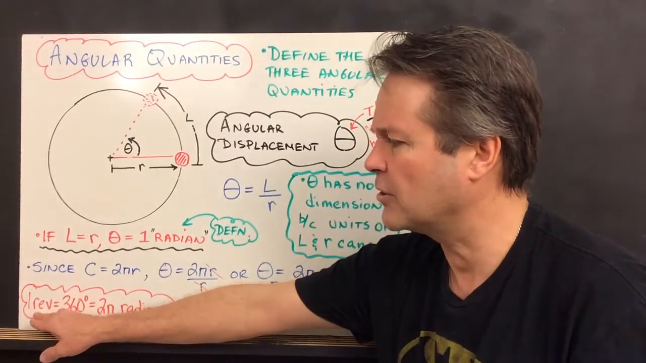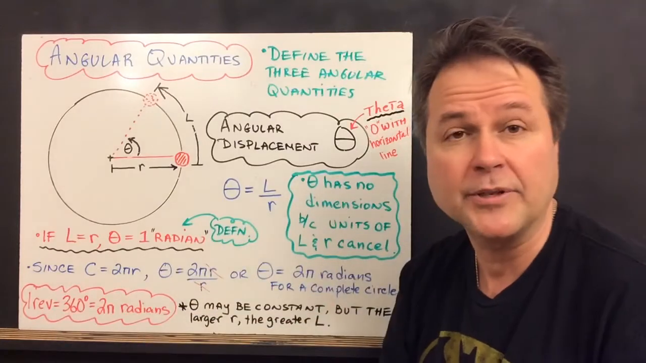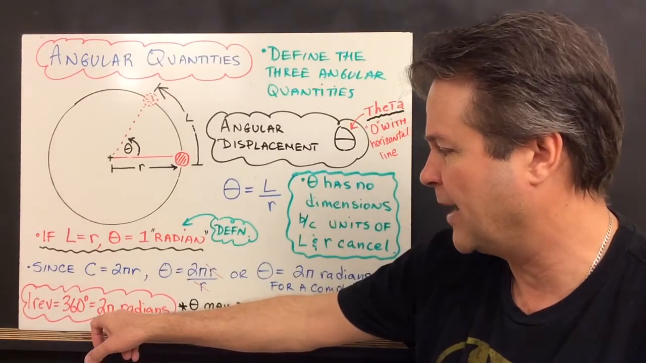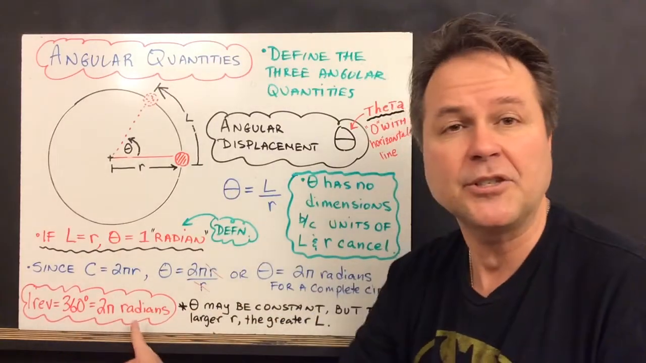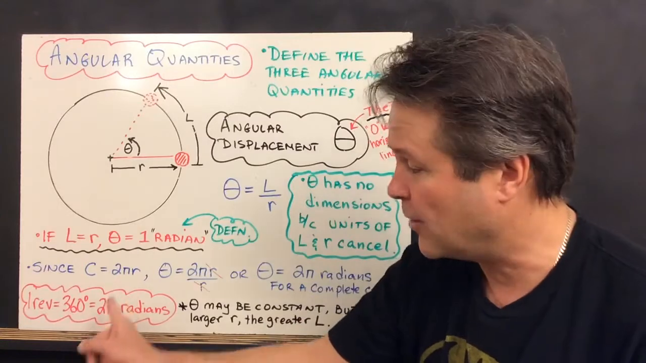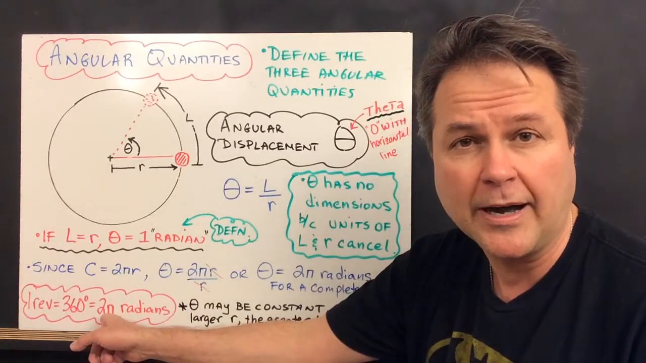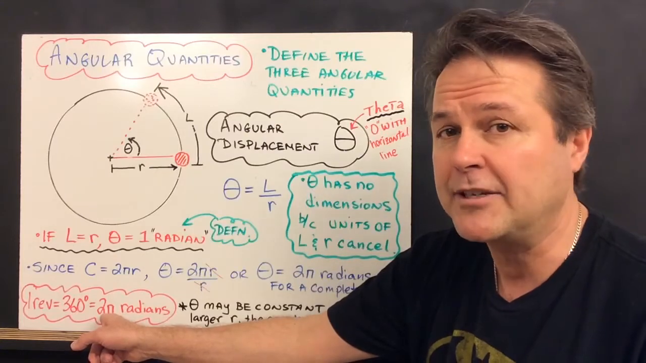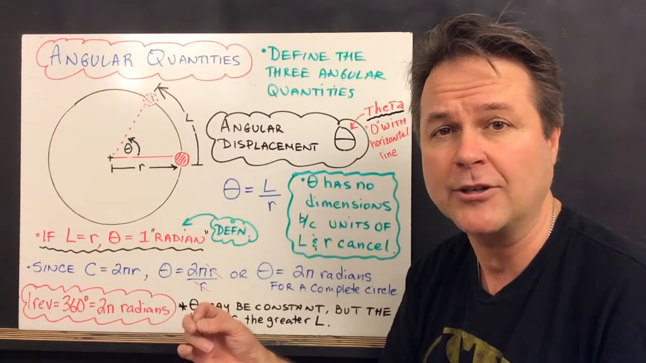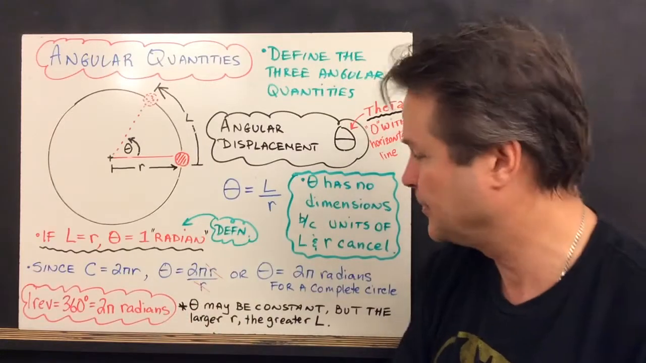Now we can also call a complete circle a revolution, and 1 revolution is 360 degrees. And we've already said that that's equal to 2 pi radians. So you can use this to convert from revolutions to degrees to radians. When you convert to radians, don't forget to actually plug in the value of pi, 3.14. You can't express any of these calculations in terms of pi. You have to actually use the value of pi to arrive at the final answer.